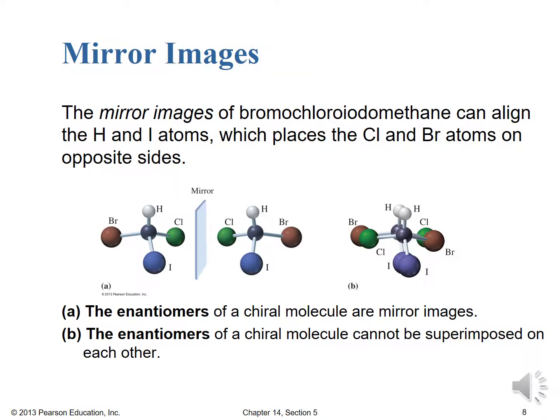All right, so if we look at the mirror images of bromochloroiodomethane, we can align the H and I atoms, which place the Cl and Br atoms on opposite sides. So if we keep the H and the I up and down relative to one another, notice that the Cl and Br have swapped, and that's because they're mirror images of one another. But when we rotate them, there's no way to superimpose those mirror images. We get the problem that if we have it all aligned correctly with the H and the I, then the chloro group and bromo group are not aligned correctly. They're non-superimposable mirror images, and therefore they're known as enantiomers. They cannot be superimposed on each other.